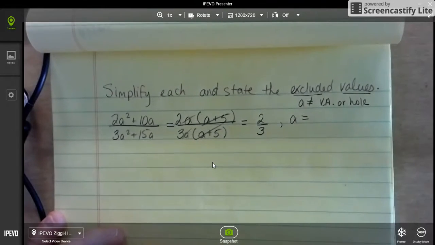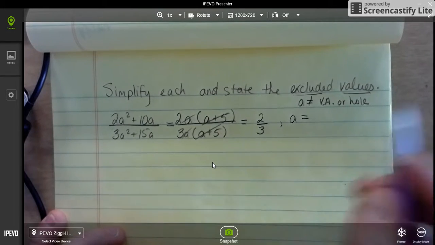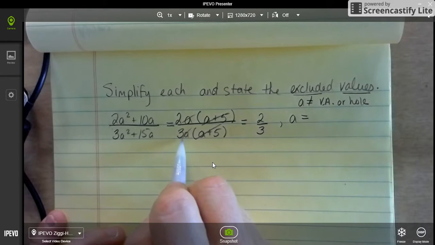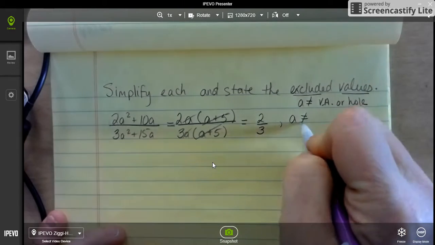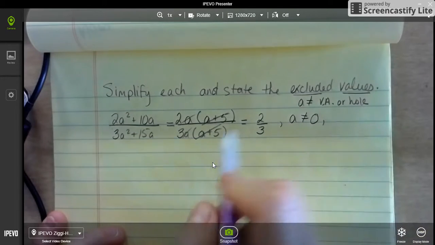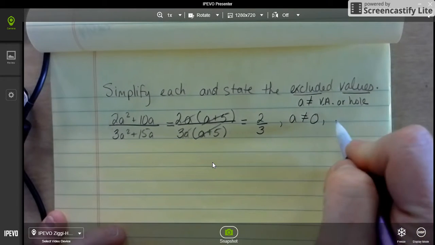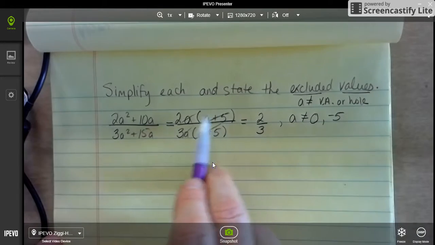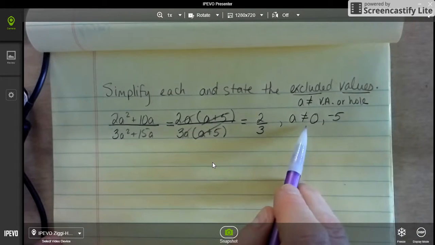Nick, what did it say? Yeah, you can't divide by 0. So there are 2 holes in this instance. We took out the a, so therefore a can't be what? 0. And a also in the a plus 5 can't equal -5. Per our discussion yesterday, if we're graphing this, we would have 2 holes in this function.